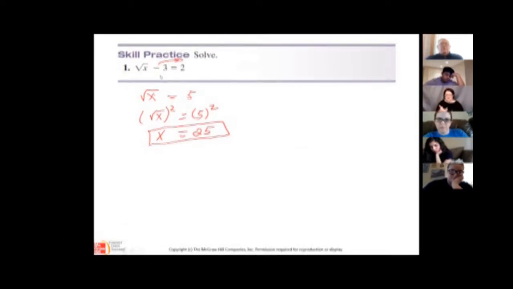Okay, in this case, we want to move the 3 over to the other side to isolate the radical. Square both sides, and you get x equals 25. You can check this. 5 minus 3 is 2. It checks.